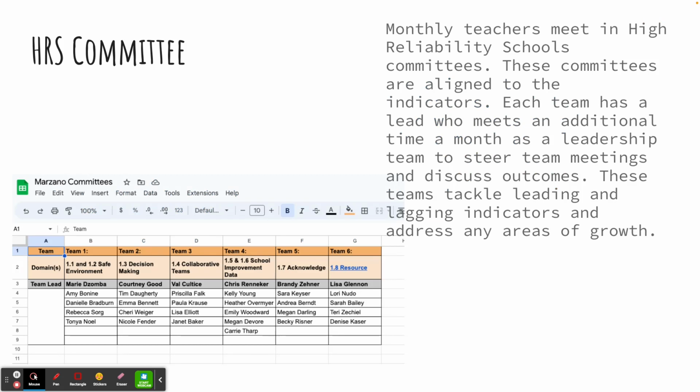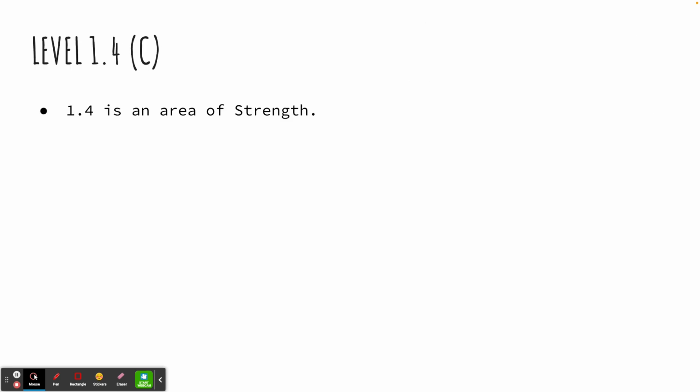Finally, the High Reliability Schools Committee is a group that meets with their teams monthly. The committees are aligned to each of the indicators. Each team has a lead who meets an additional time a month as a leadership team to steer team meetings and discuss outcomes. These teams tackle leading and lagging indicators and address any areas of concern. Level 1.4 is an area of strength for us.